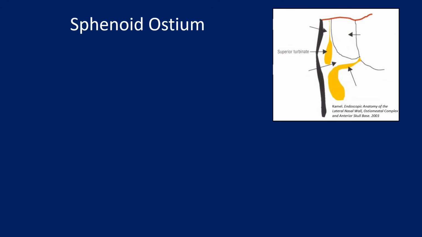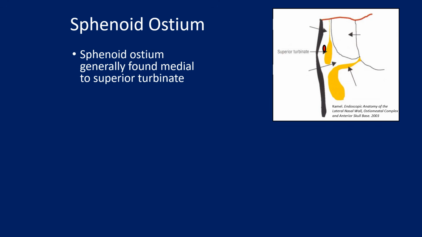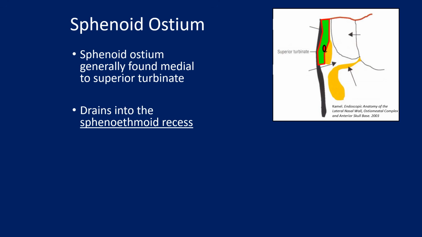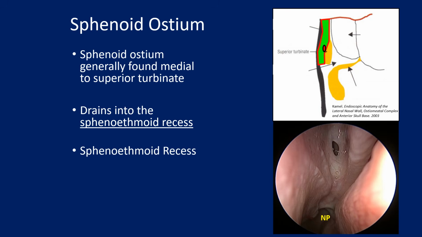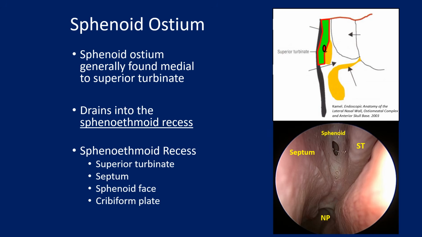We move on now to the sphenoid. All right, so you have to know how to identify the sphenoid ostium. It's pretty much always going to be found medial to the superior turbinate. I have one case that comes to mind that was lateral, but it's pretty much always medial. That drains into the sphenoethmoid recess. What's the sphenoethmoid recess? It's the space between the superior turbinate and the septum, and then superiorly it's bounded by the cribriform plate, and then of course posteriorly the sphenoid face.